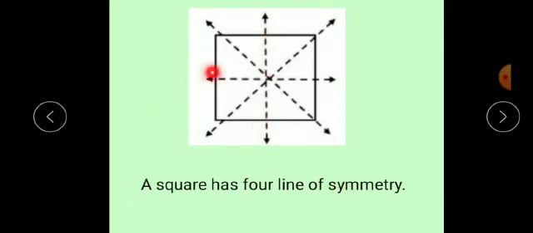1, 2, 3, 4. And what is meant by line of symmetry? With the help of this line, we can make two exact equal parts of a figure. If we draw a line from this, then this is not a line of symmetry because we cannot get two equal parts. This is only the line of symmetry. So, 1, 2, 3 and 4. A square has 4 lines of symmetry.